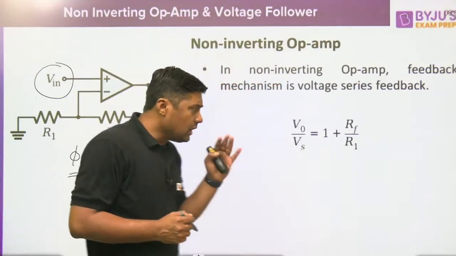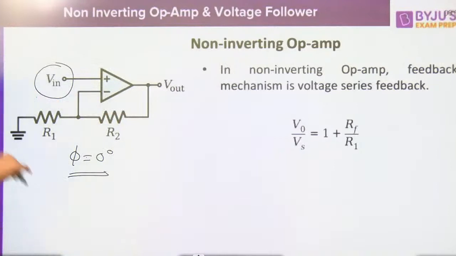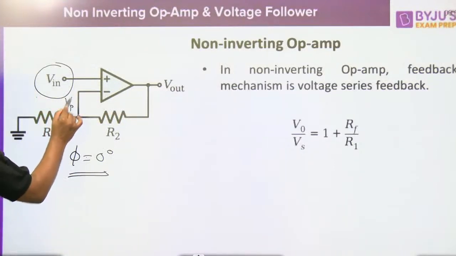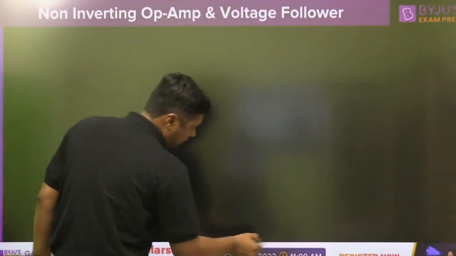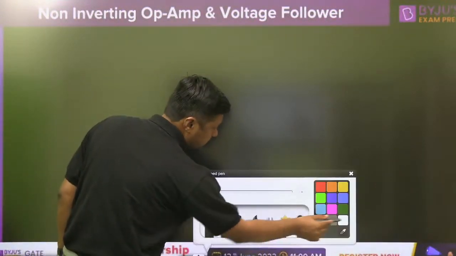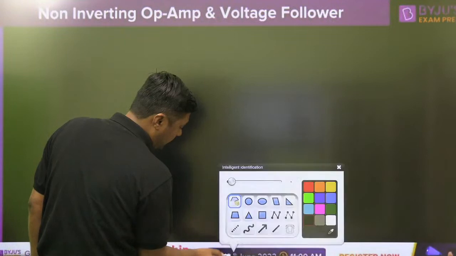Because when the negative feedback is dominant, then we can apply the virtual short concept. So for example, this is the diagram for the operational amplifier.